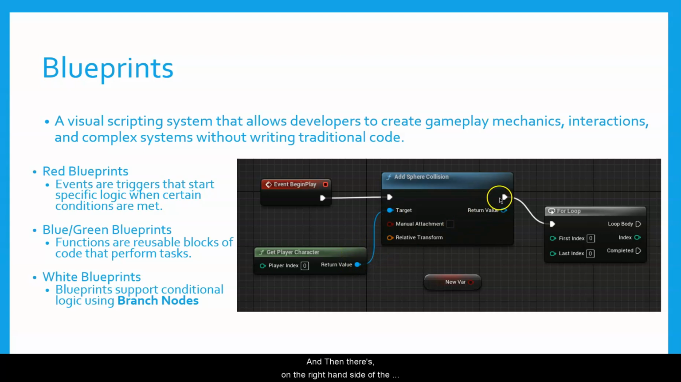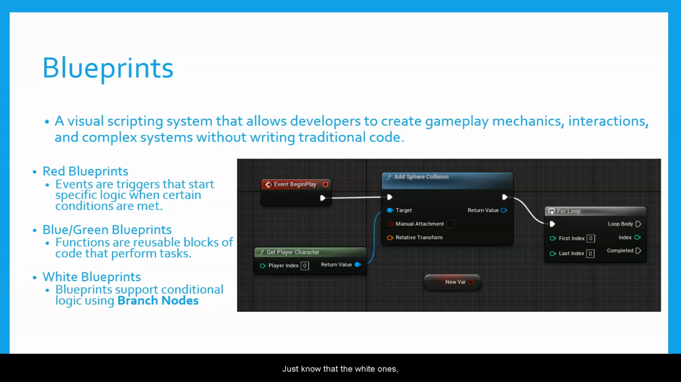On the right-hand side of the function, there's an output. So this is input, and this is output. We're going to send that information out here to the for loop. A for loop is a programming concept, which just means that for as many times as you have an index, you're going to cycle through. But you don't have to know that right now.